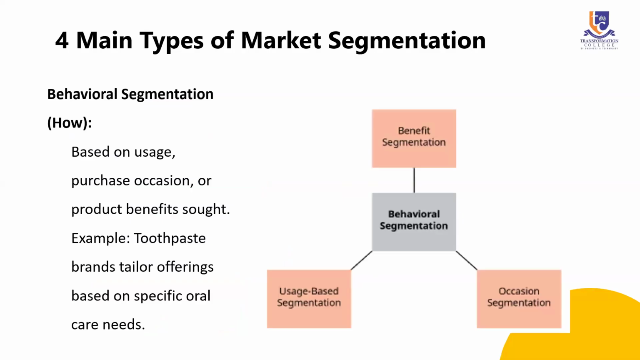Let's move on. Behavioral segmentation, based on usage, purchase occasion, product benefits, toothpaste brand and all. Now look at this one. Based off usage, MTN will say, what's that thing called, Glow? You do 6 minutes, then you get 6 minutes free. They know a lot of people like to do 1 minute, 2 minutes. So for every 6 minutes, they get an extra free 6 minutes. It costs Glow nothing to give an extra 6 minutes.